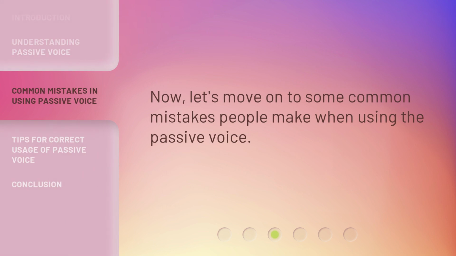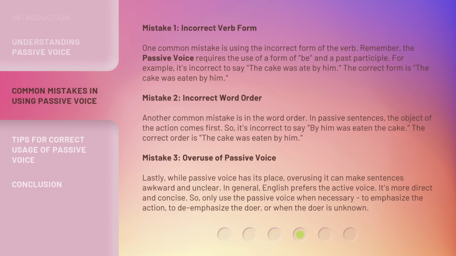Now, let's move on to some common mistakes people make when using the passive voice. Mistake 1. Incorrect verb form. One common mistake is using the incorrect form of the verb. Remember, the passive voice requires the use of a form of be and a past participle. For example, it's incorrect to say, "The cake was ate by him." The correct form is, "The cake was eaten by him."